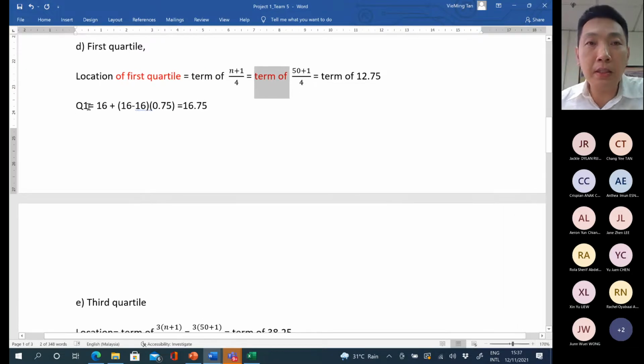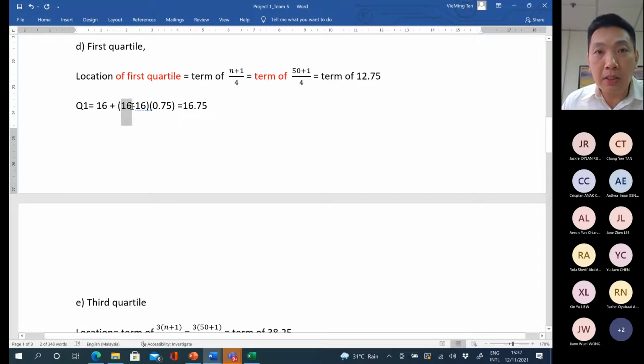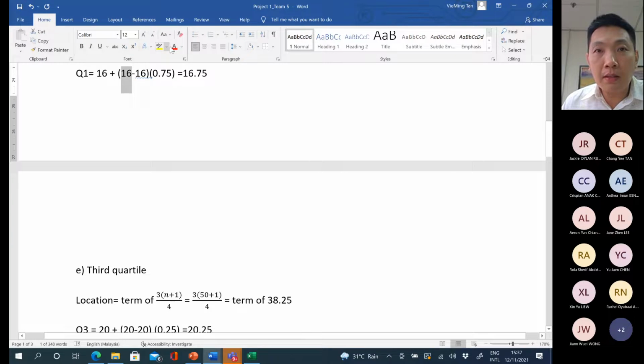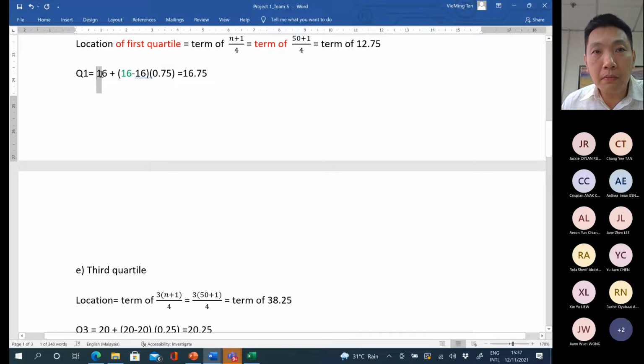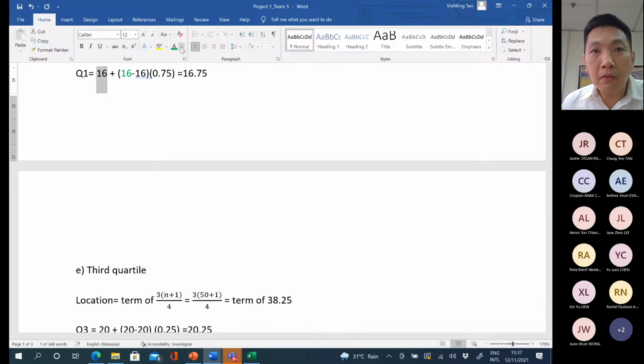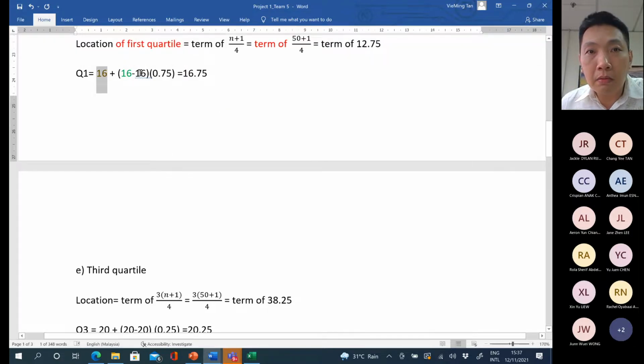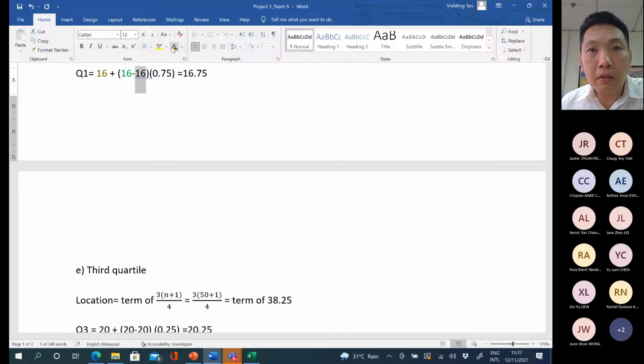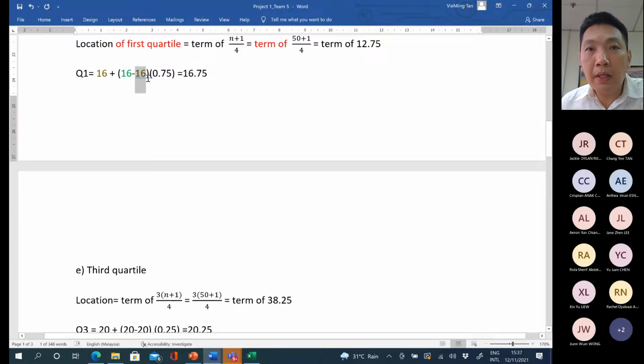So the formula is using the term 12 value plus term 13 minus term 12. Term 13 minus term 12. This is the term 13 value. This is the term 12 value. I use this color, brown. Multiply 0.75. How to get 0.75? It is from here, 0.075.